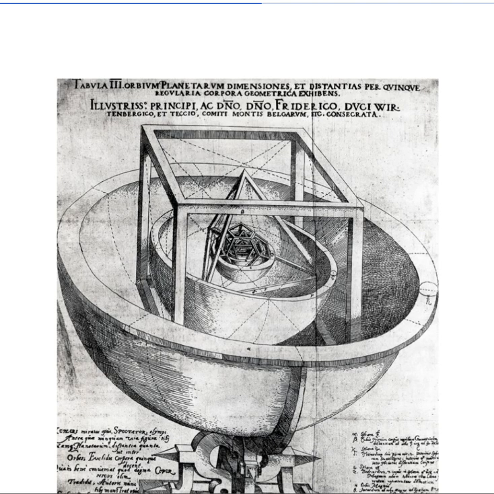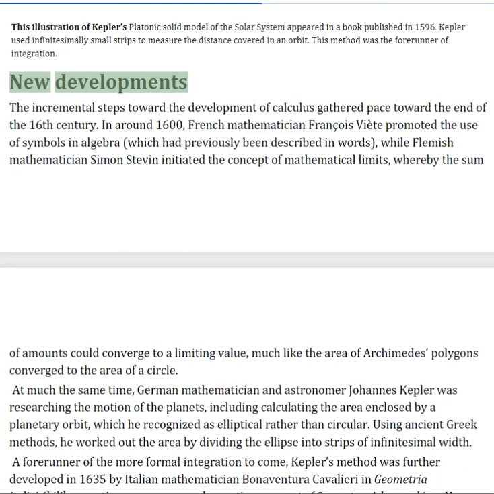This illustration of Kepler's Platonic solid model of the solar system appeared in a book published in 1596. Kepler used infinitesimally small strips to measure the distance covered in an orbit. This method was the forerunner of integration. New developments.